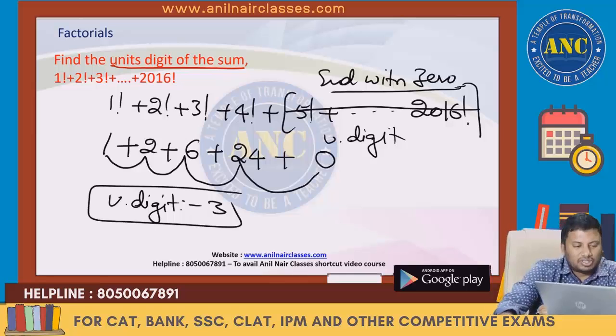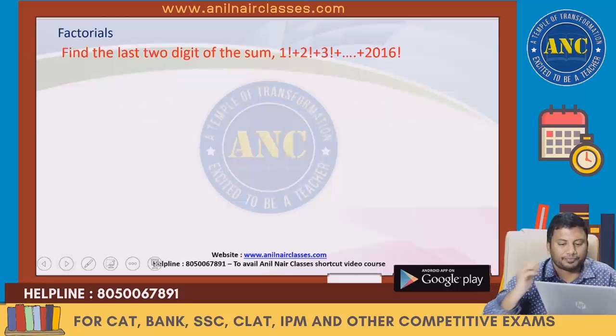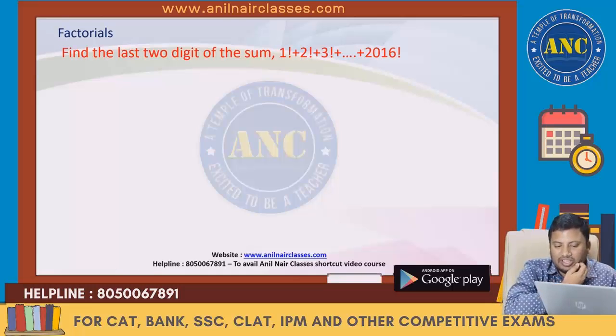Very easy questions, factorials. In the evening it will give us a base to solve high level questions. I hope it is clear. Unit digit is 3. Find the last 2 digits of this sum.